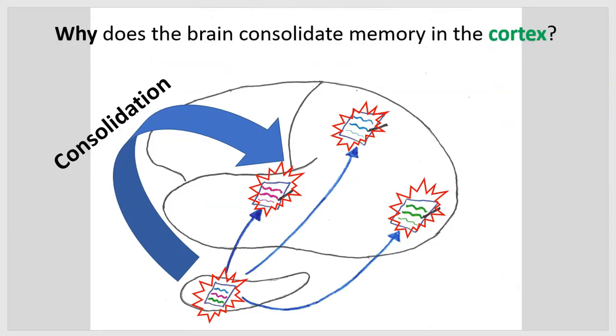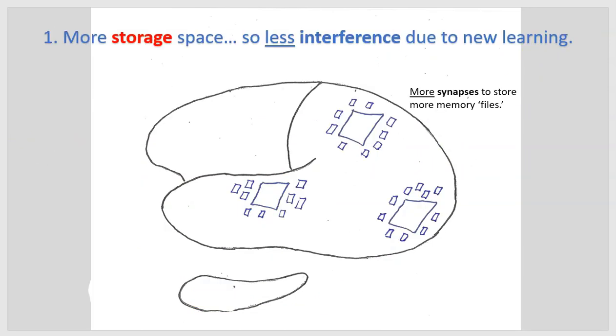In this lesson, then, we'll just ask a more general question. We'll take a step back. Why does the brain consolidate memory in the cortex? So why do this whole process? Well, there are two answers we'll cover in this lesson, and one is a fairly simple one, that there's more storage space in the cortex.